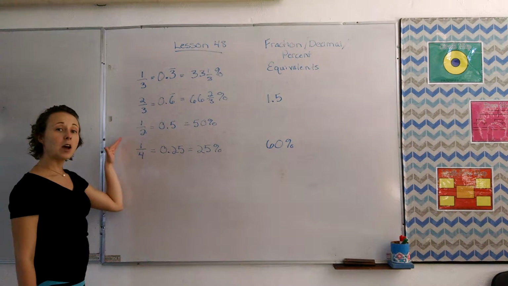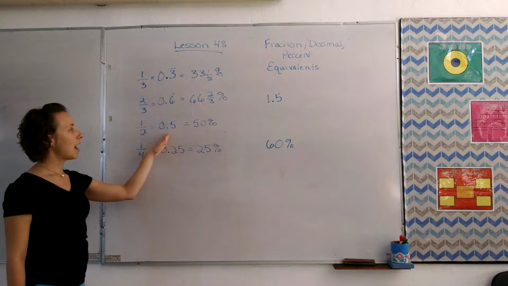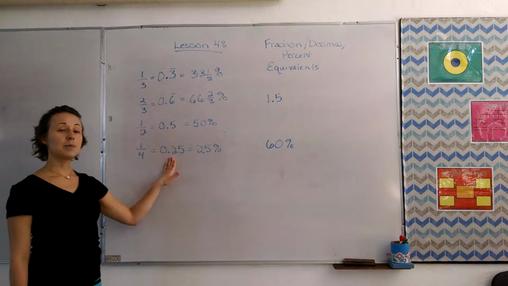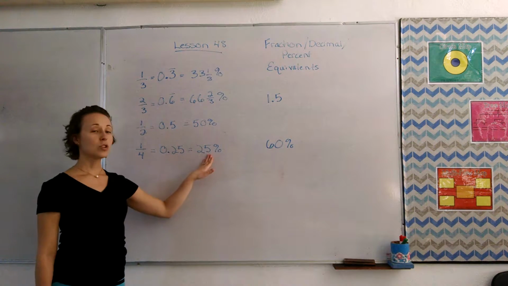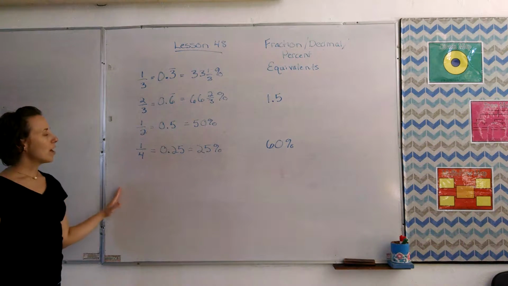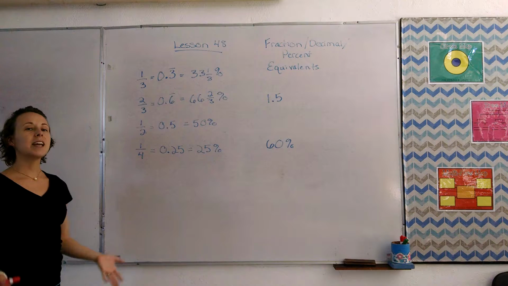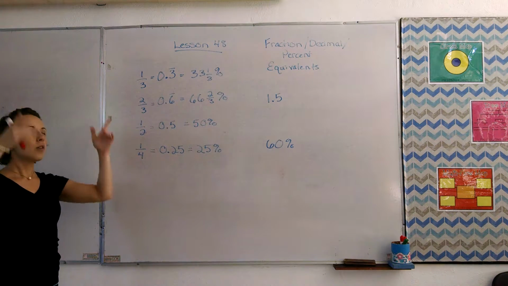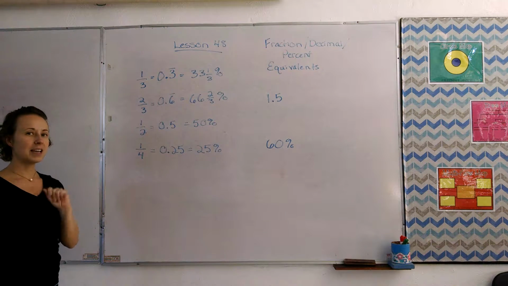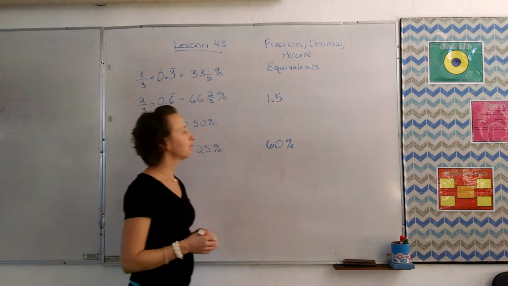Here's some others that you may already have in your memory. 1/2 is the same as 0.5, which is 50%. 1/4 is the same as 0.25, or 25%. Please write these in your journal. They're ones you want to start getting into your memory. So when you see these, I want you to get in the habit of thinking, oh yeah, or looking back and practicing so that these ones just become second nature, so you don't have to go through the steps of converting one to the other.